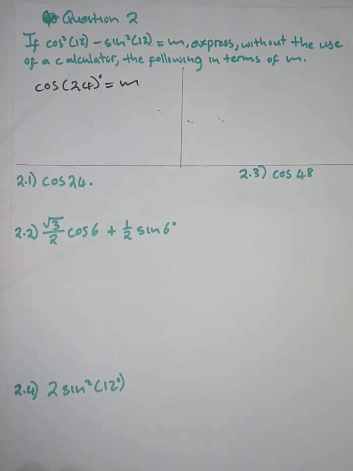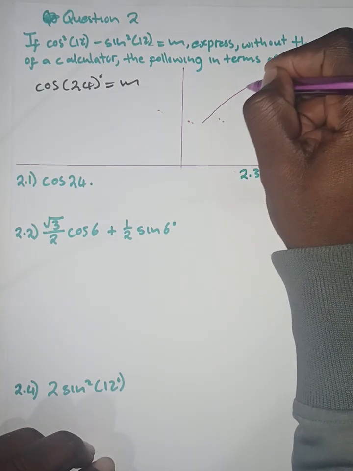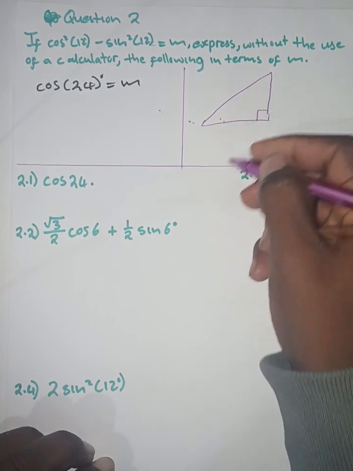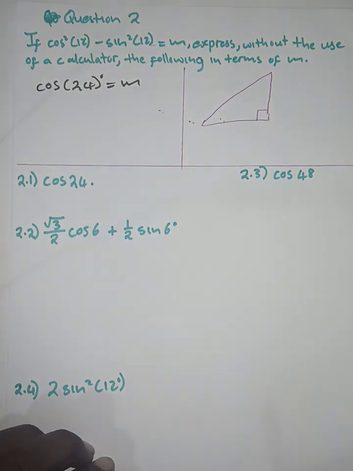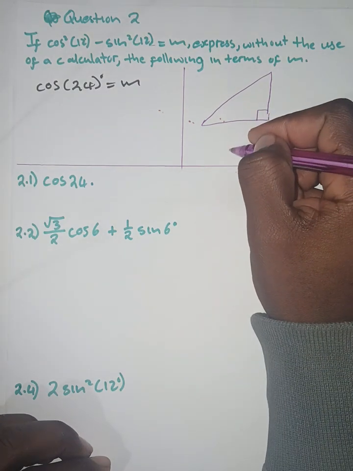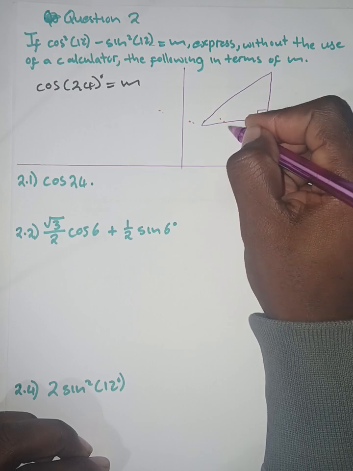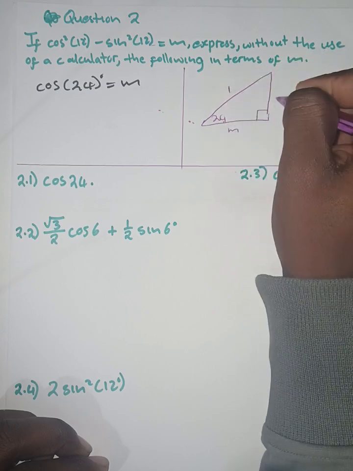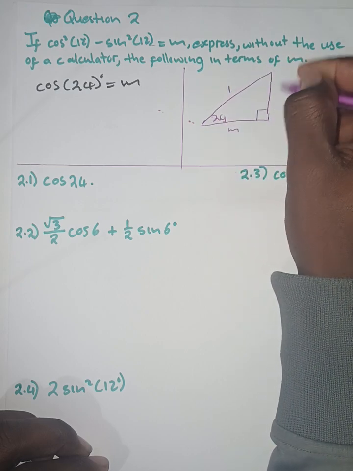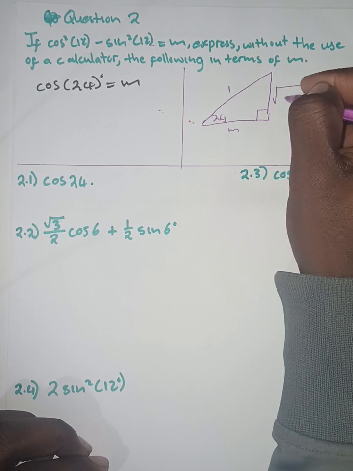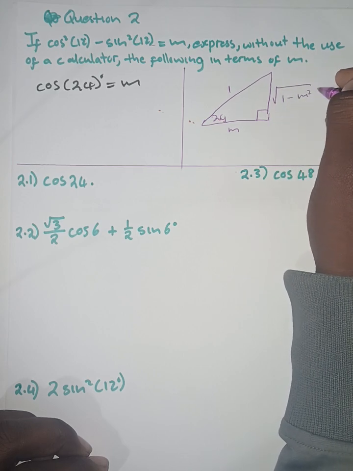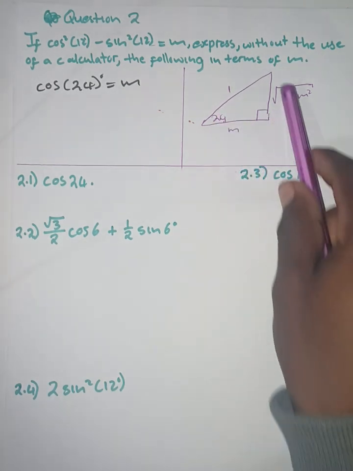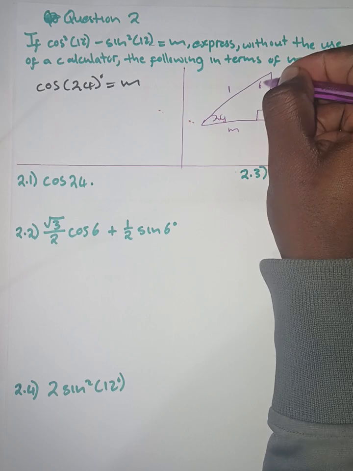Now to write a triangle for that, let's try this again. There we go. We know cos is the adjacent over the hypotenuse, so in this case the adjacent would be m. Remember, we have 24 there, we have 90, so the hypotenuse would be 1. If you use Pythagoras, you would get the opposite to be the square root of 1 minus m squared. And of course, if that's 24 there, then that would be 66 degrees there.